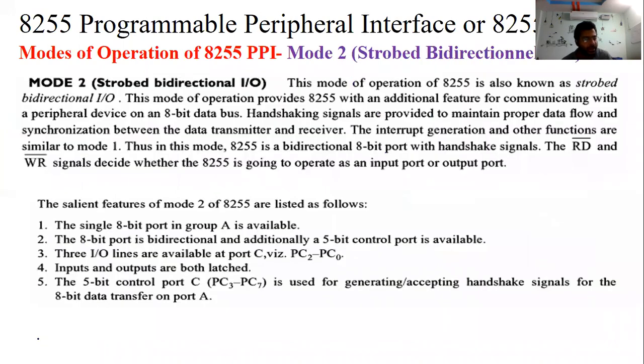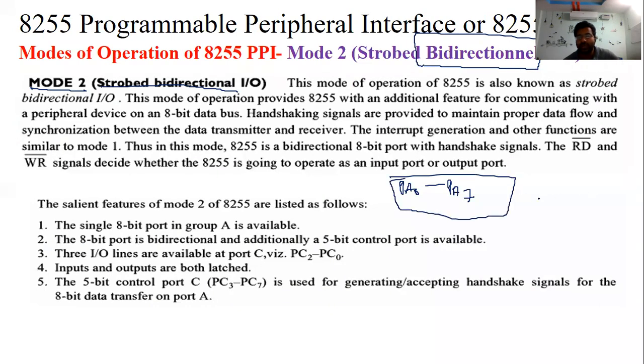Then coming to mode 2, you can also call it strobed bidirectional input output, nothing but bidirectional. Here only port A0 to port A7 is available. This port works as both input and output port at a time, as you can see from the arrow.